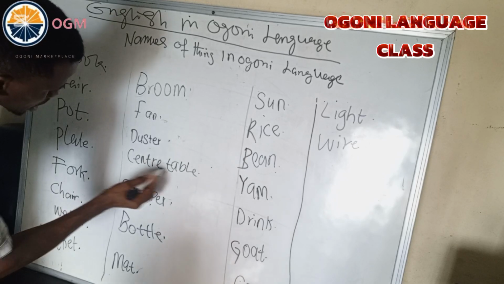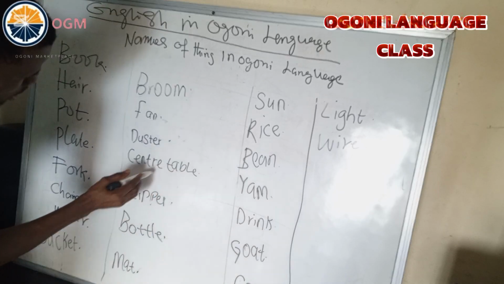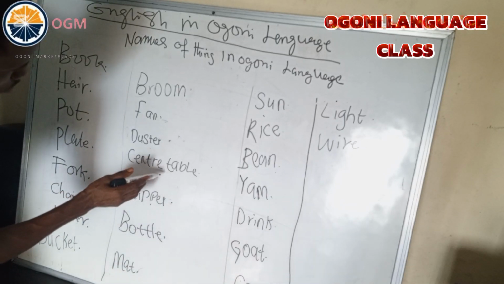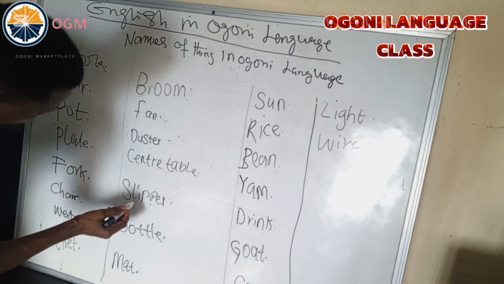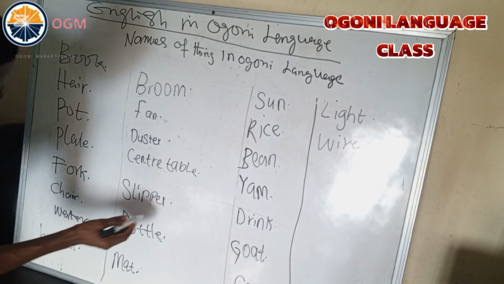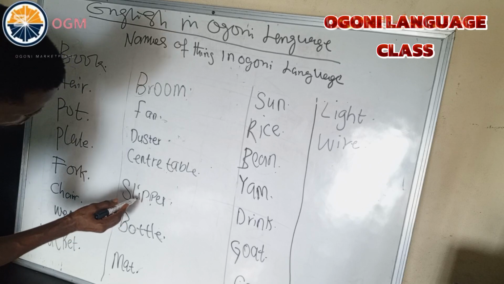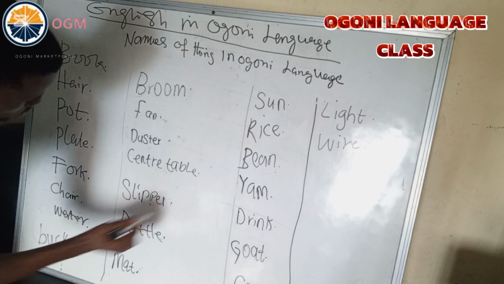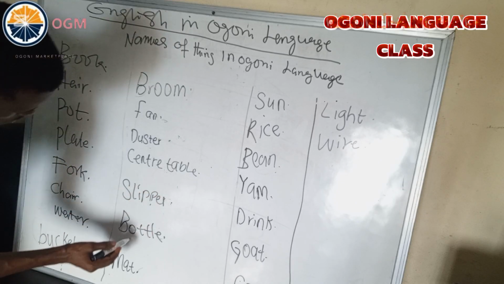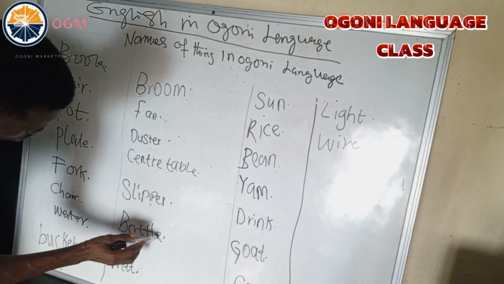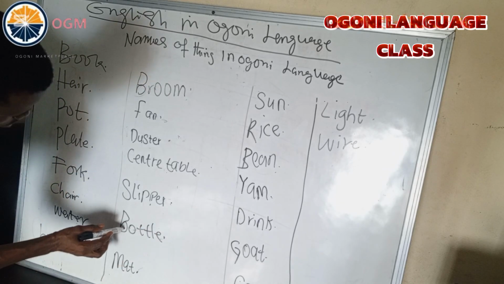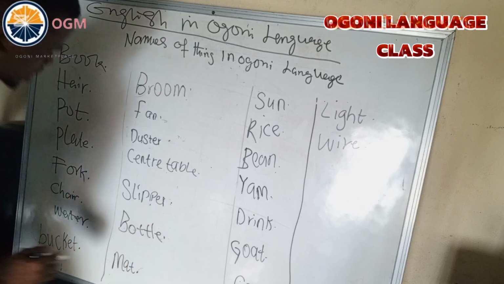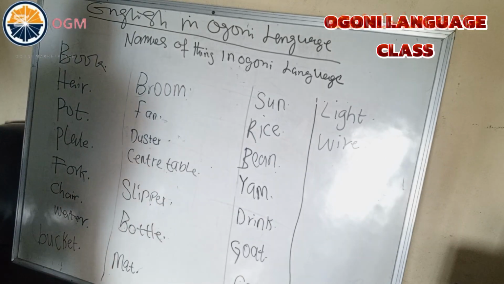Here, center table. Casidenunyo is center table. Slippers, pakato. Bottle, elolo.